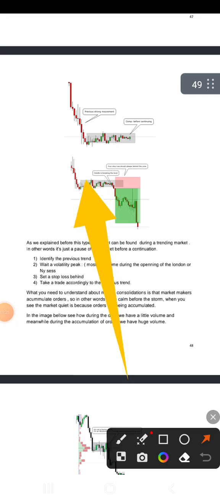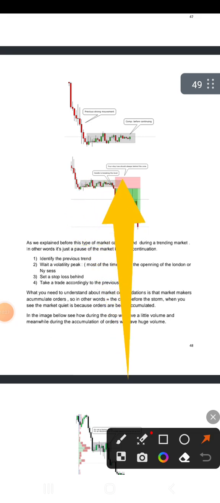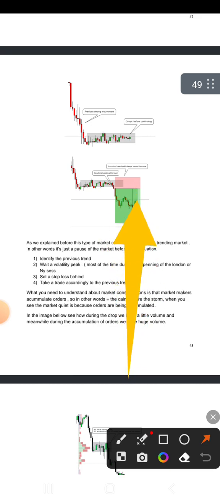Do you see what I was talking about? This is a range, right? Once it ranges, you never know what happens. But once it breaks out to the downside, like I said, that's where you take your entry points. Once it breaks out to the upside, that's where you take your buying point.